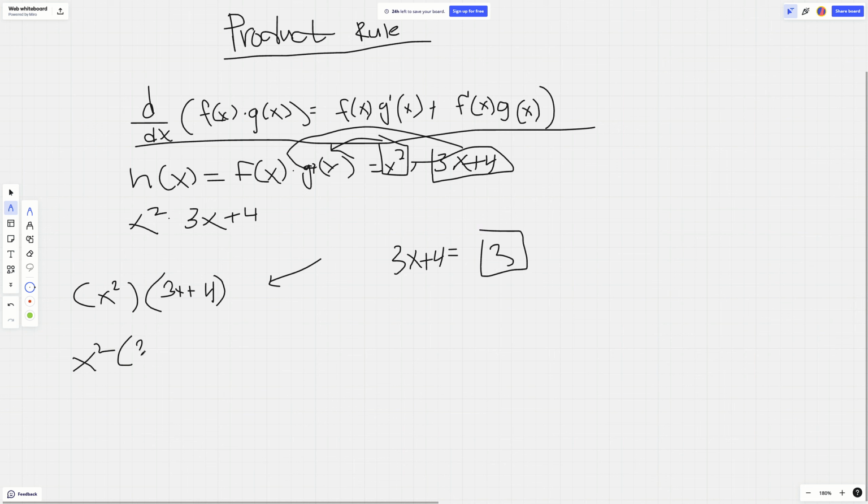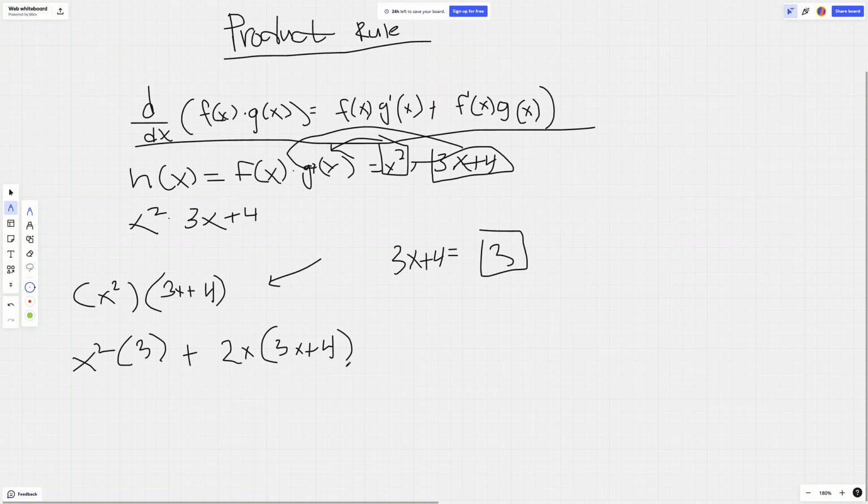So x squared times 3 as the derivative of g of x, plus, now we want to take the derivative of x squared. We've seen this example a lot. It's simply equal to 2x multiplied by our original function g of x, which in this case we know is equal to 3x plus 4.